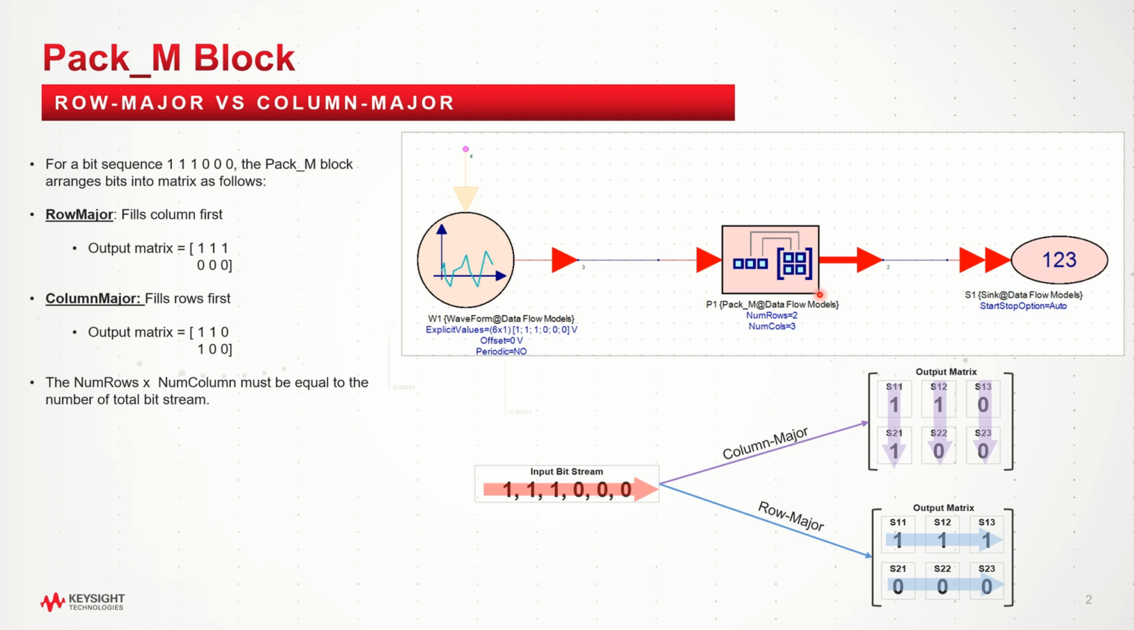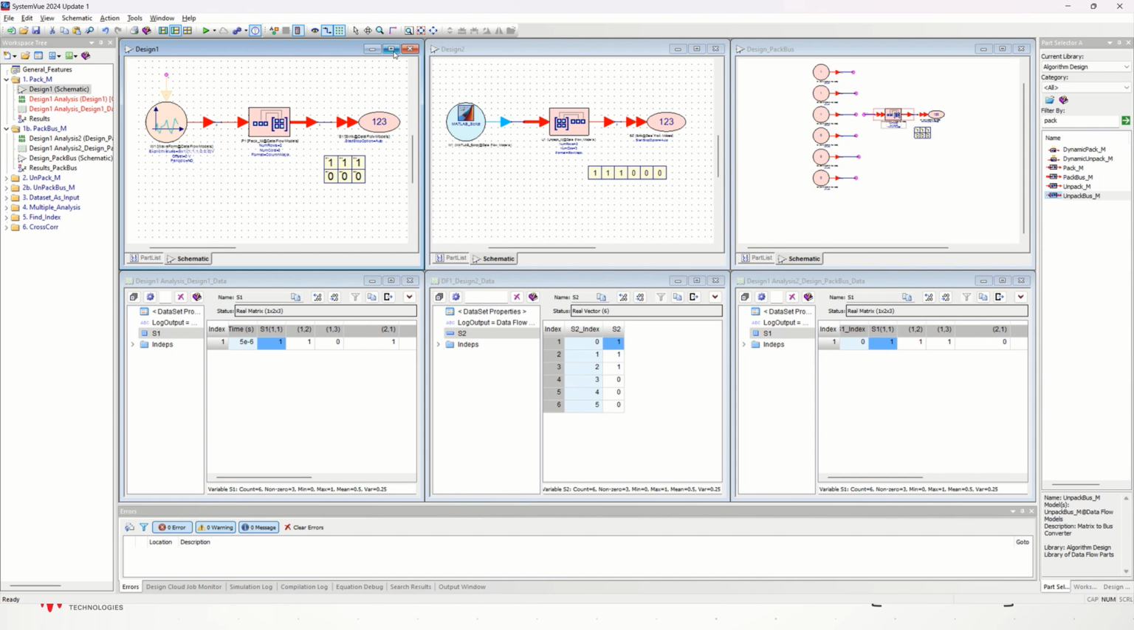And the first format is the row major, which allows you to fill the columns first. And you can see the input bit stream coming through here. And when we choose the row major first, it will fill the columns first. And that's why we have this matrix coming out. On the other side, when we set the format to column major, then it fills the rows first. So it fills all the rows, then moves to the next row, then to the next row. So that's the example.